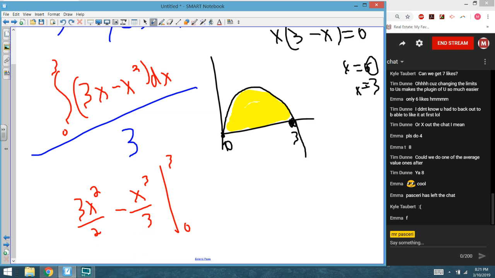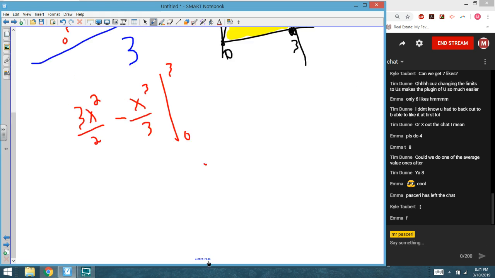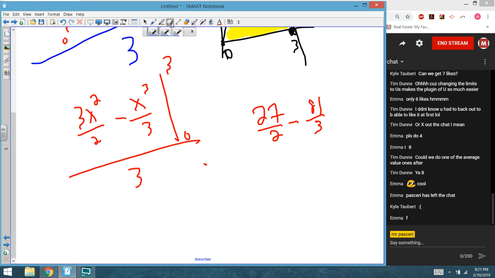Ugly. Let's try to fix that. If you want to put 1/3 in front, that's okay. And remember, this is a 3 here, even though it does not look like it. So then it's just computation. We got 27 over 2 minus, I think, 81 over 3. Actually, no, I think that's still 27 over 3. Okay, my bad. So 27 over 2 minus 27 over 3.